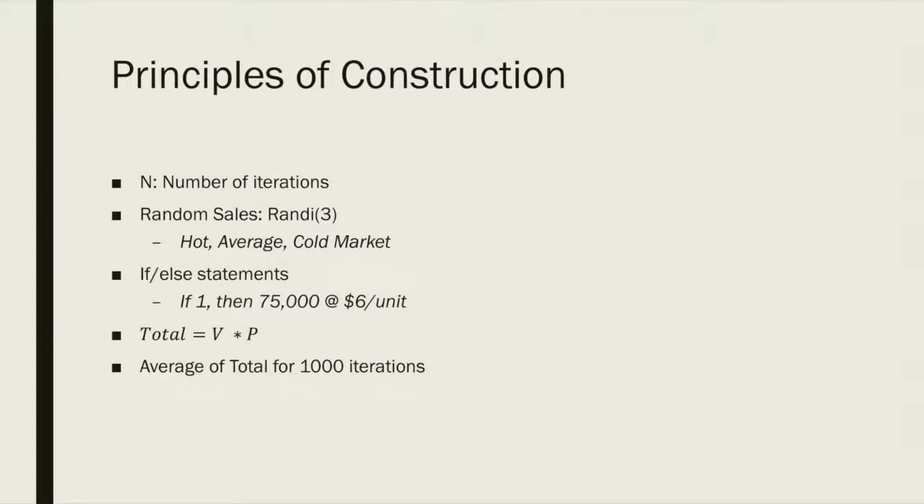So the principles of construction for this problem are: we have n, the number of iterations, and random sales. We use the randi function of 3 because we have a hot, average, or cold market. And then we used if-else statements. So if 1, then 75,000 at $6 a unit. If 2, 50,000 at $8 a unit, and so forth. So our total is our V times P. And we'll see this in the code, and then the average of the total for 1,000 iterations. We can see over time what our values are looking like. So I'm going to pass it off to Min. He's going to go over our MATLAB code.